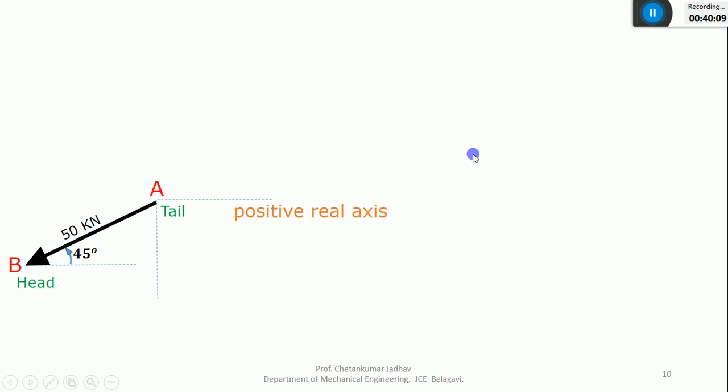Follow all the rules, the three rules. You have to start from the tail, you have to start from the positive real axis, you have to go in the counterclockwise direction. Just find out the theta, you'll get the answer.